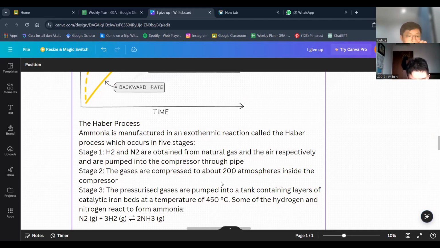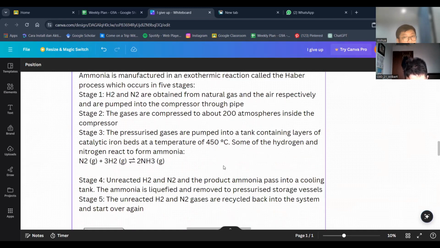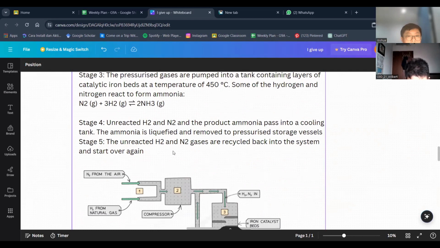kilopascals. And the pressurized gases are pumped into a tank containing layers of catalytic iron beds. Iron is a catalyst for the Haber process. You can check this on page 106 of the chemistry book. Some of the hydrogen and nitrogen react to form ammonia, but the unreacted hydrogen and nitrogen pass into a cooling tank.